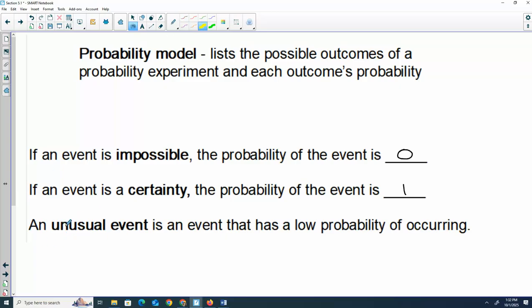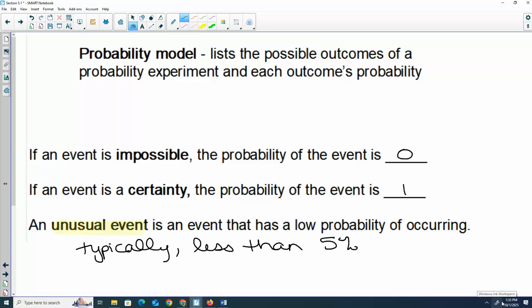Unusual, we will touch on that a lot for the rest of the semester anyway. Unusual is anything that has a low probability of happening. There are different thresholds for what's considered a low probability. Different situations require different levels, but typically anything less than 5% is considered unusual, and that'll be the threshold that we use. So if it has a less than 5% chance of happening, we would call that an unusual event.